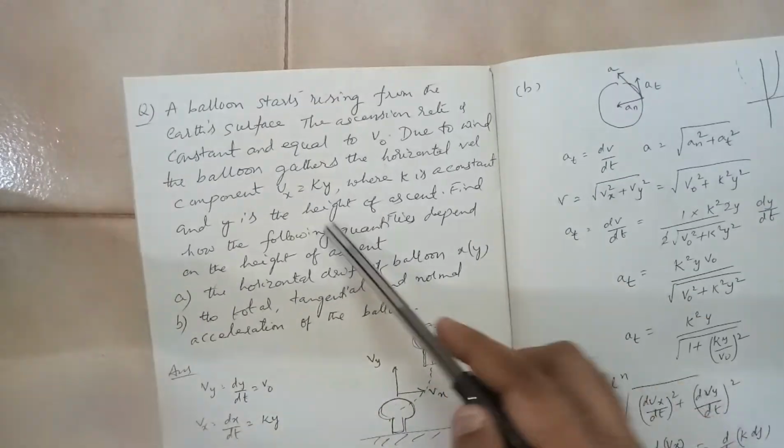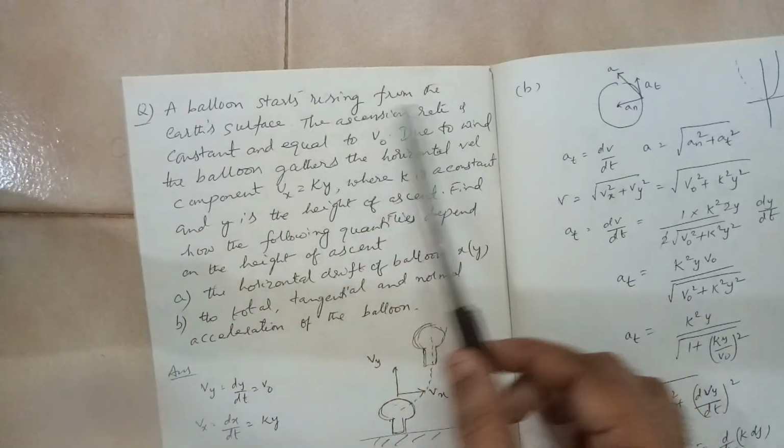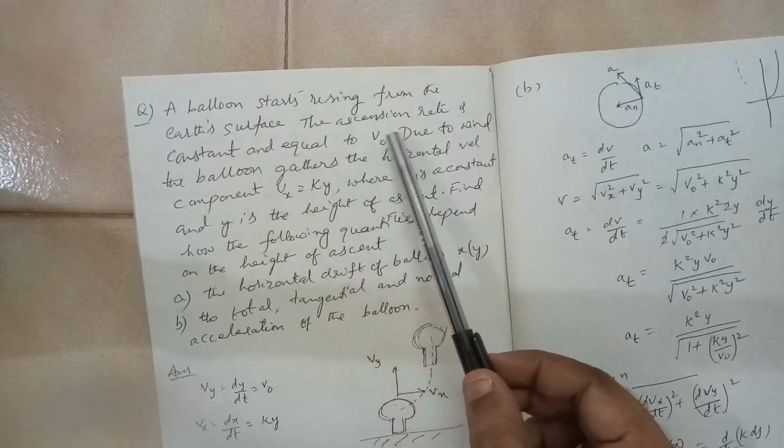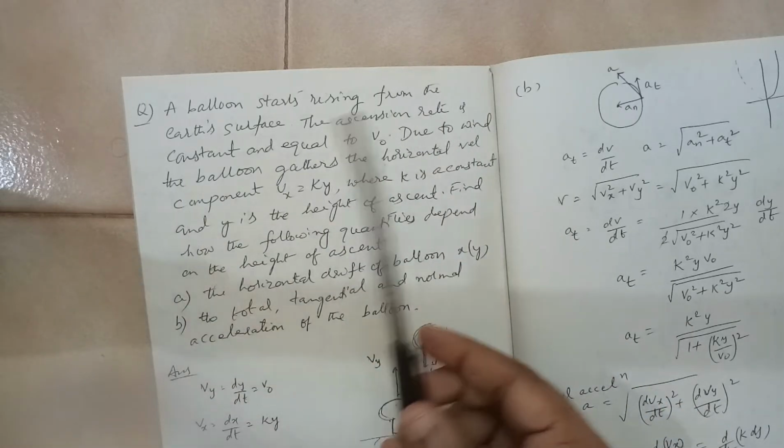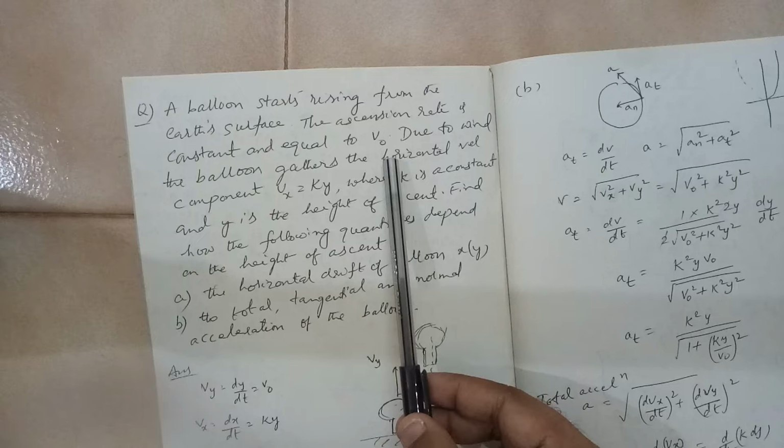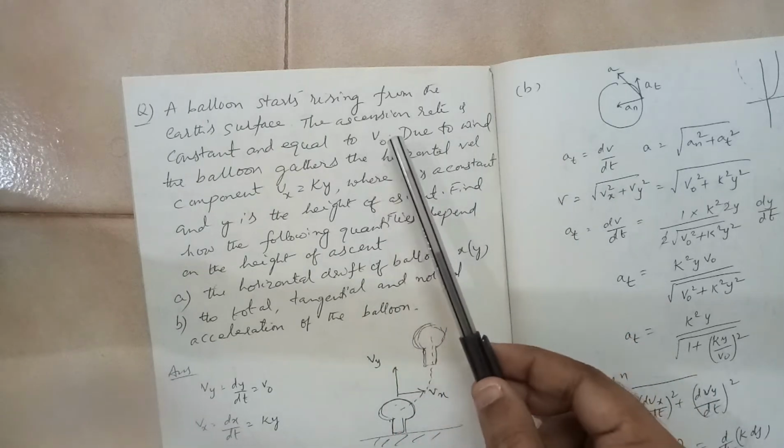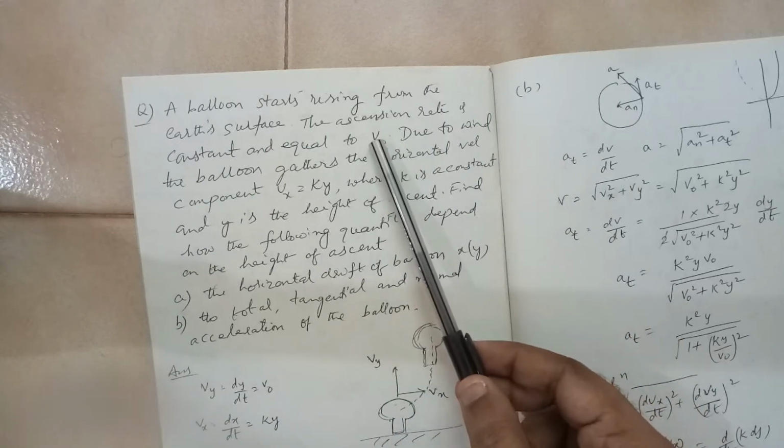Let us see a question. A balloon starts rising from the earth's surface. The ascension rate is constant and equal to V0. Ascension rate means movement in the upward direction.